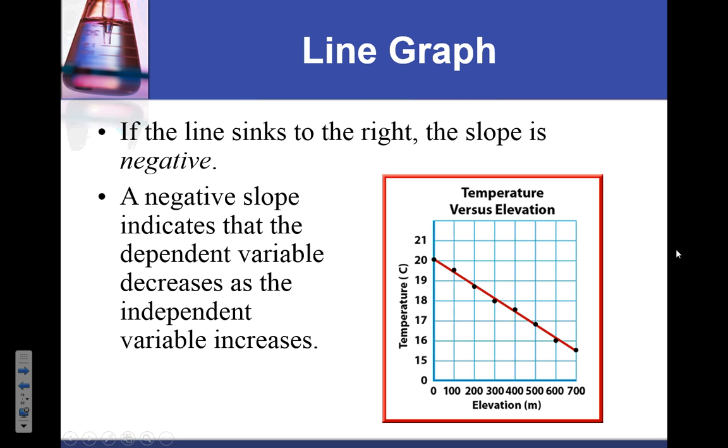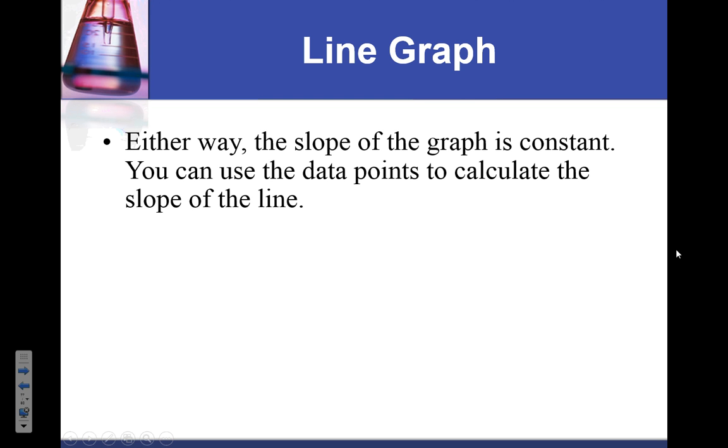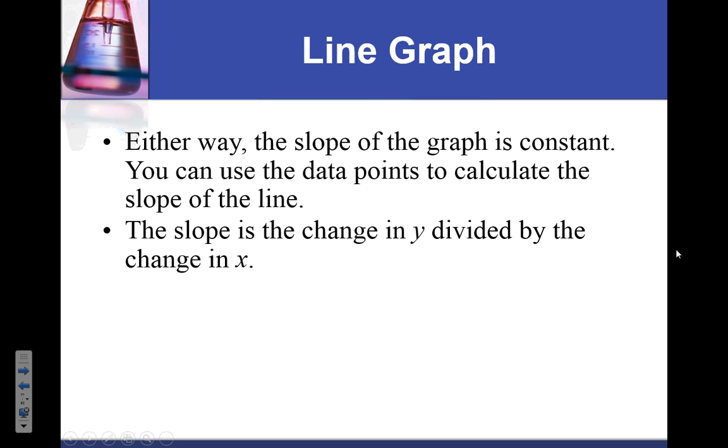Now, if a line sinks to the right, then the slope is negative. And a negative slope indicates that as the dependent variable decreases, the independent variable is going to increase, and vice versa. So it shows an inverse relationship between the two. As one gets bigger, the other gets smaller. Now, either way, the slope of the graph is constant. So if we look at our points and we can see it looks fairly linear and I draw a best fit line, that means the slope is actually constant for those.